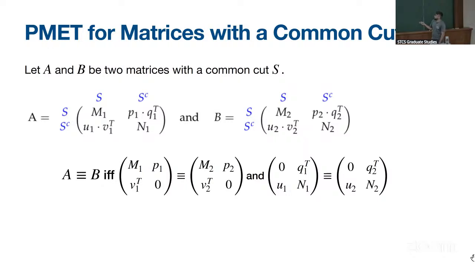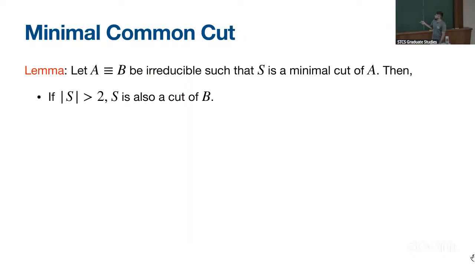Now the natural question to ask is whether this is always the case when two matrices are principal minor equivalent, that there always exists a common cut or not. In our work, we saw that this statement is not exactly true, but we show something very similar to it. Suppose A and B are two matrices with same principal minors, and suppose S is a minimal cut, that means there does not exist another cut which is a subset of S. Now, if the size of this subset is at least 2, then we show that S should also be a cut of B.